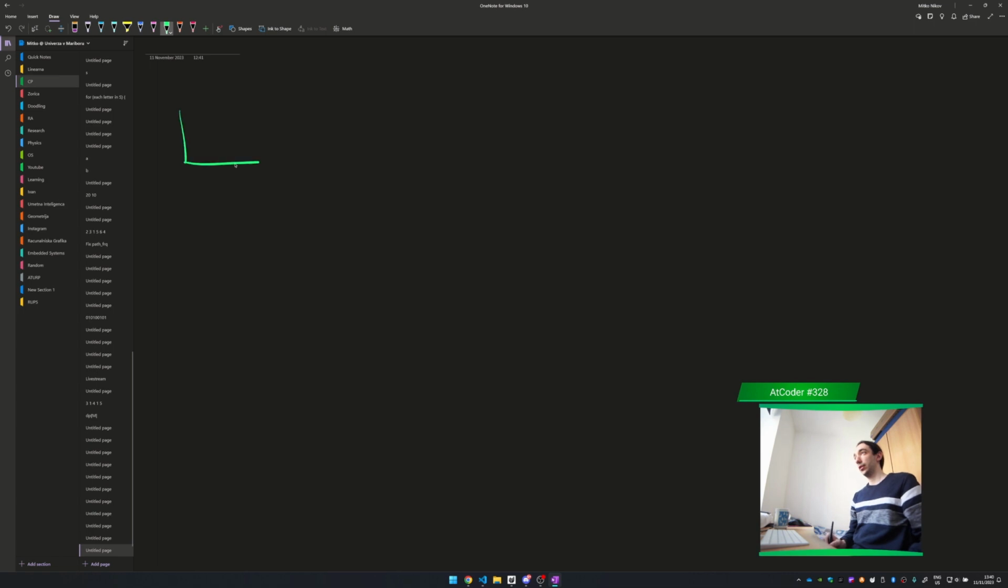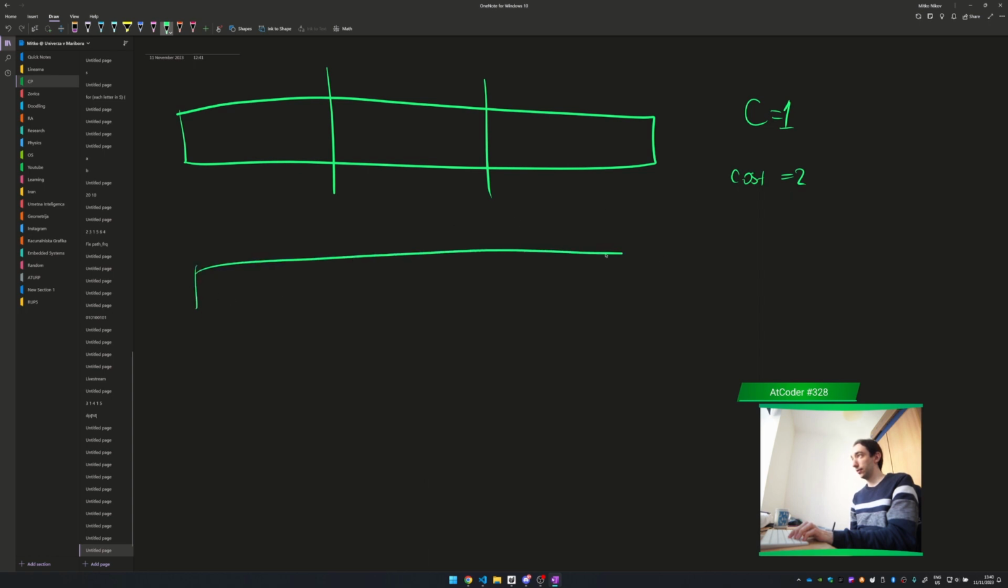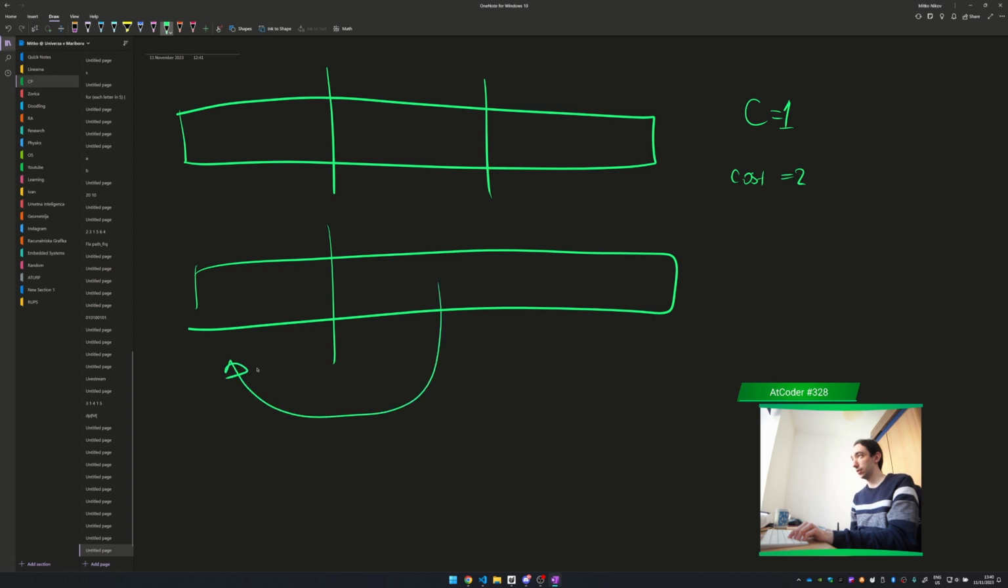I wonder if I split it like this, the cost is 2. So C is 1, let's say, then this cost is 2. But what if I split it like this first, and rearrange that sequence there.